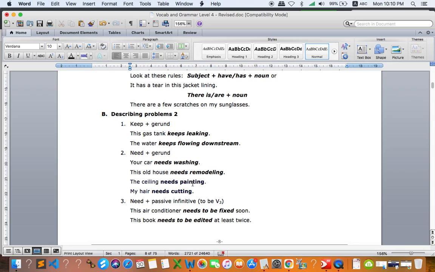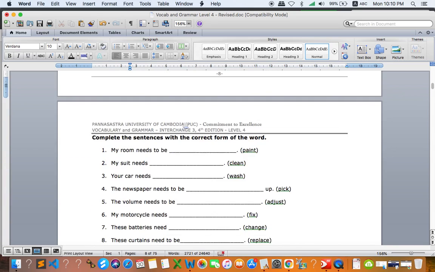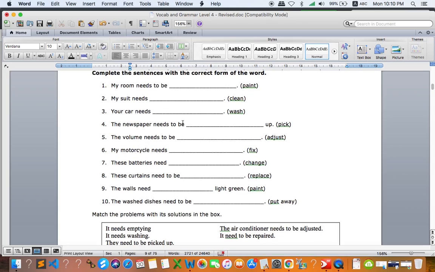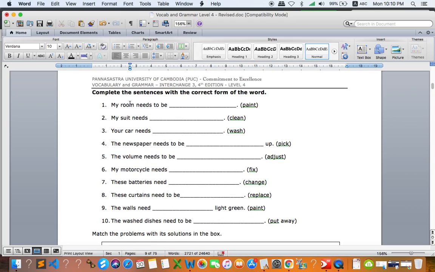All right, so as you can see right here, we can have two ways to give the solutions for the problem, but in order to describe the problem, you can use keep for problems too. And I will leave you some more exercise right here, don't worry. So you will have this handout and also this exercise. Your job is to go through this exercise from 1 to 10, by using the verbs given right here. It can be need plus ing, or need with to be passive, or let's say to be verb 3. So you need to take a look at the forms carefully.